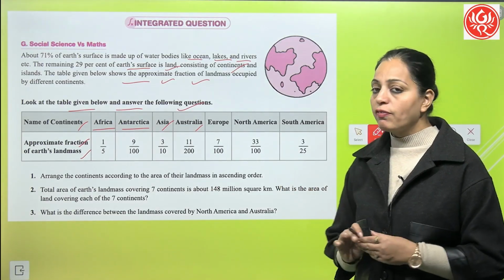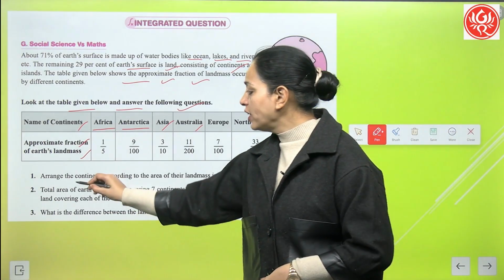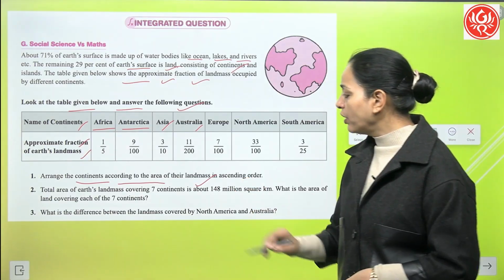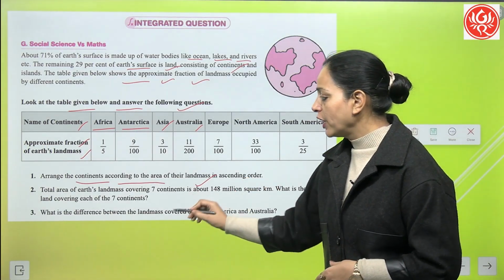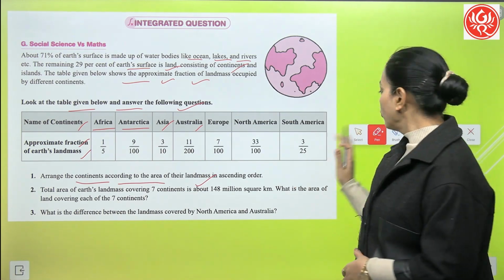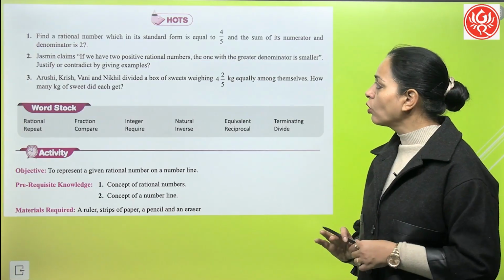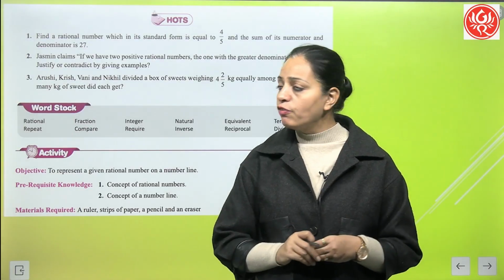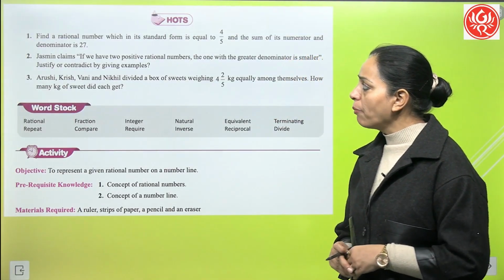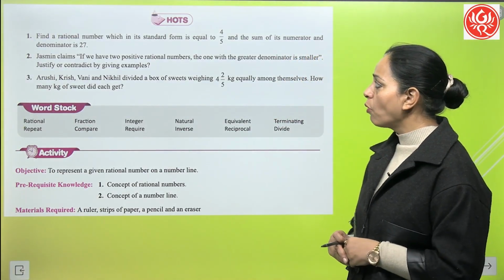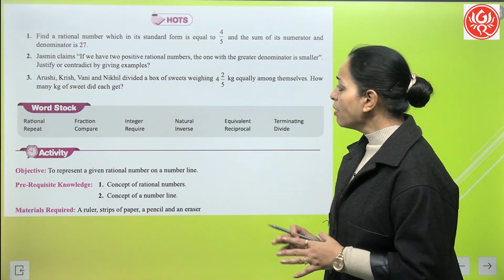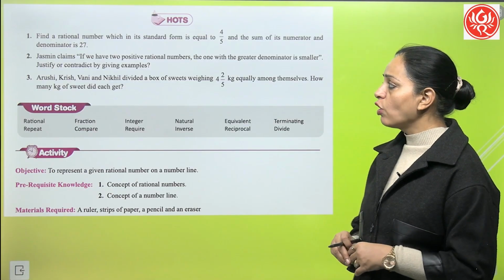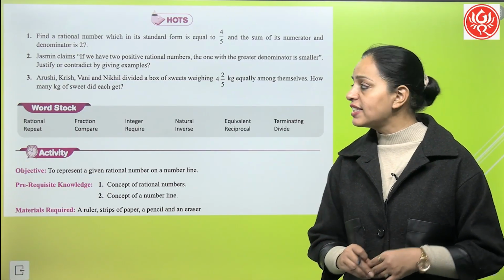So what to do? The first one, arrange the continents according to the area of their land mass in ascending order. Okay, and similarly you can try second and third question. Right, now come to next HOTS. The first one, find a rational number which in its standard form is equal to 4 upon 5 and the sum of its numerator and denominator is 27.